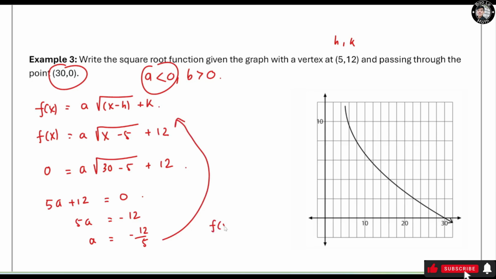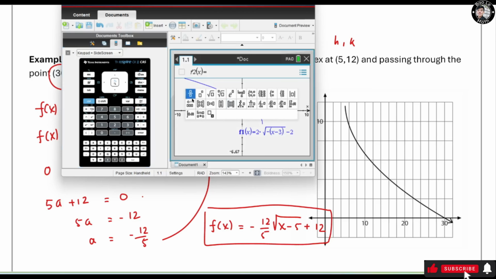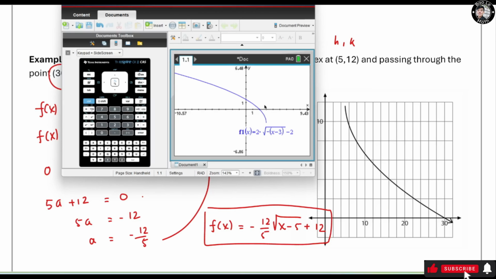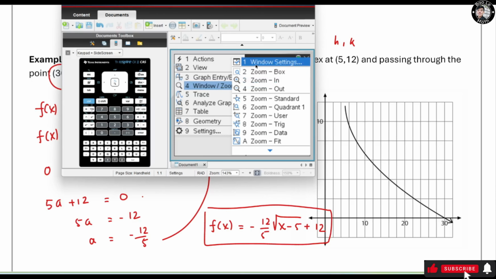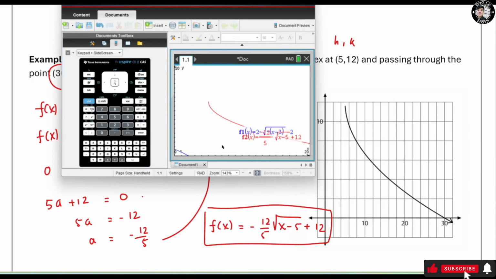So the final equation f of x is, we're going to use the calculator to check our work. Hit tab, input the second function, and hit enter. It does show up, you need to restrict the domain, right? So go to menu, window zoom, window settings right here. The minimum of x value is 0, the maximum is 20, right? And y minimum is 0, y maximum is 20, right? Hit enter. It's going to be right here.